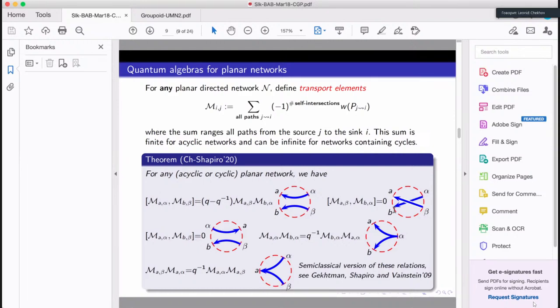Yeah, so this picture first. This indicates the corresponding algebra of transport elements for an arbitrary planar network. So you see that they satisfy a nice closed algebra. It's just that we probably cannot express it in R matrix form if sources and sinks are not separated.